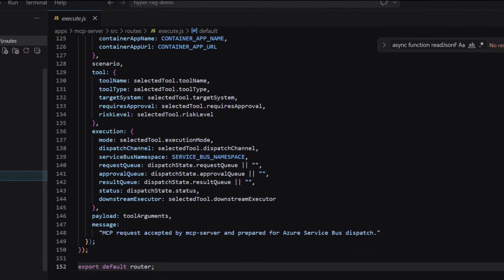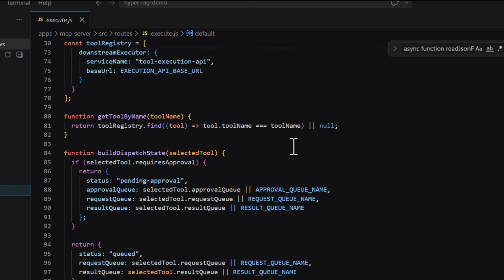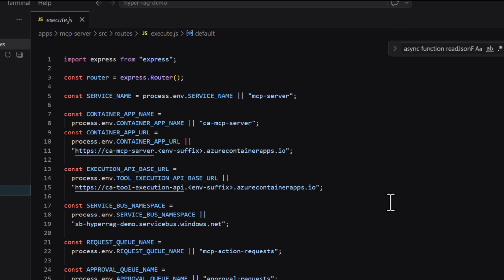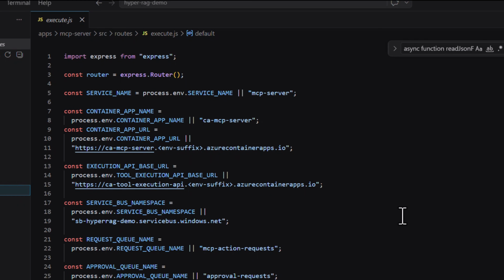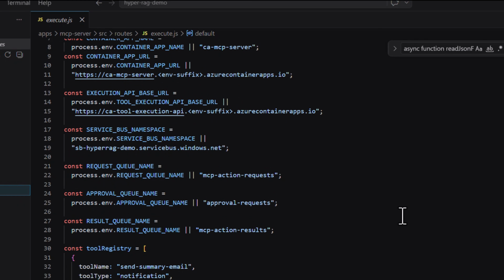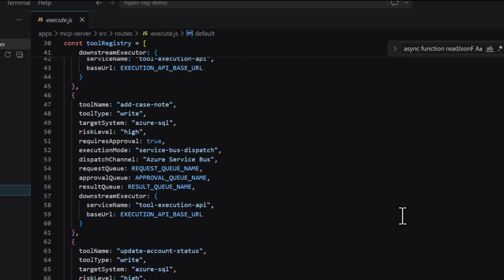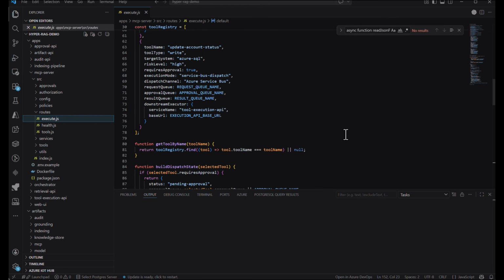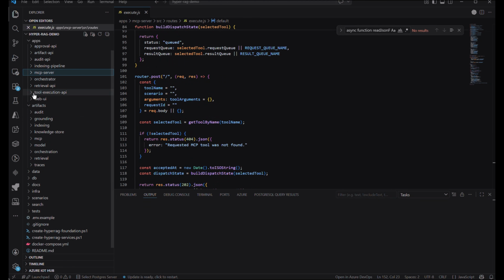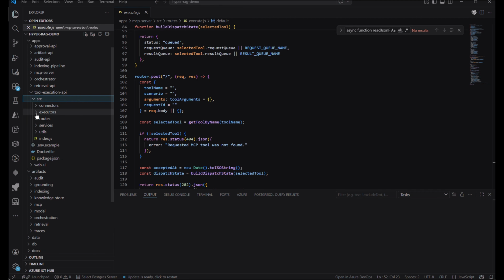This file shows what happens when the MCP server receives a tool request. It looks up the selected tool, checks its execution rules, and prepares the dispatch plan. In practical terms, this is where the system moves from tool selection into controlled execution routing, including approval state, service bus queues, and the handoff to the execution service.